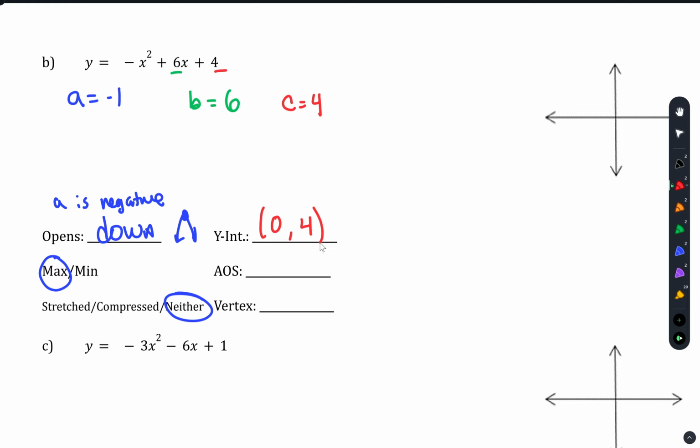0, 4. Axis of symmetry, we're going to use our formula. So that axis of symmetry formula is x equals negative b, and b is 6, over 2 times a. A is negative 1. Look how it's going in parentheses. And then simplify. Negative 6 over negative 2 is a positive 3.